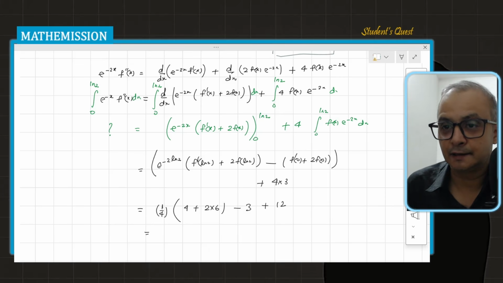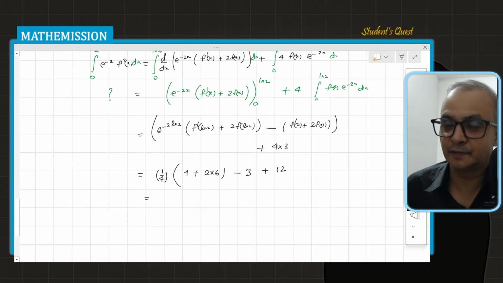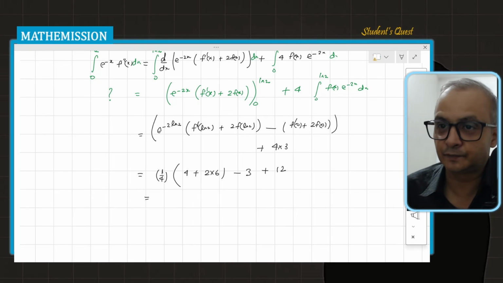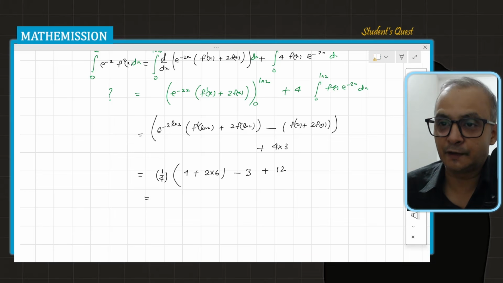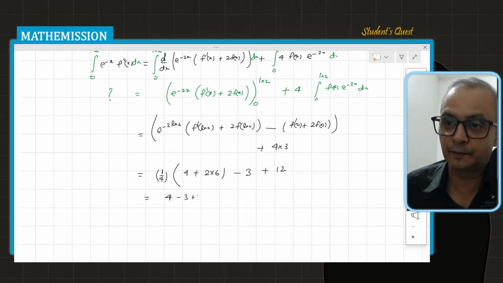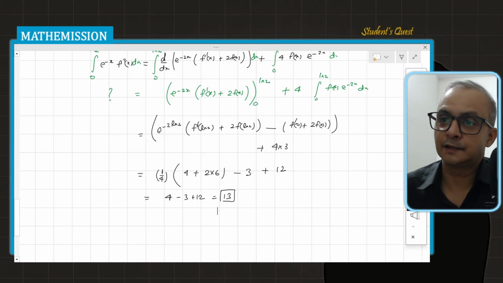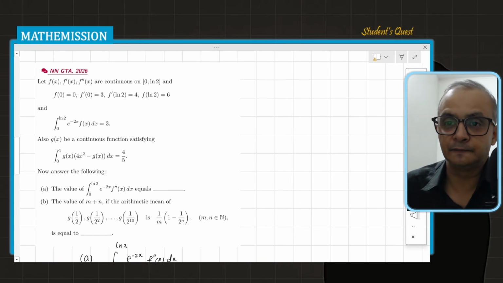Let's see. And I also make some silly mistakes in calculations like this, so please take care of this. So this is going to be what? 12 plus 4, 16 by 4 is 4, minus 3 plus 12, so that is going to be 13. So the answer for this first part is 13.